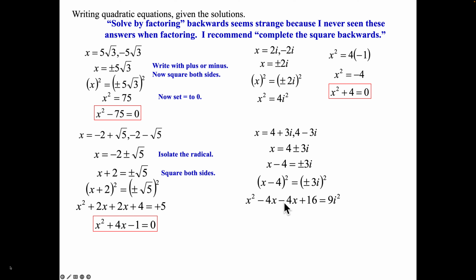Combine these together to get your minus 8x. 3 squared is 9. i squared is i squared. Remember, the plus or minus disappears because it becomes positive. i squared is a negative, so 9 times negative 1 is negative 9. Add the 9 to the 16, we get x squared minus 8x plus 25 equal to 0.